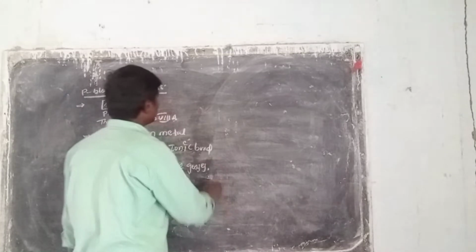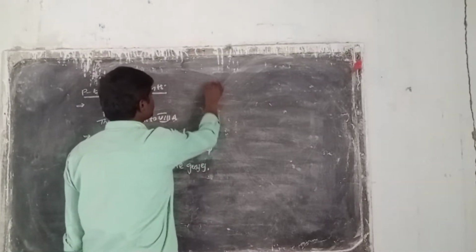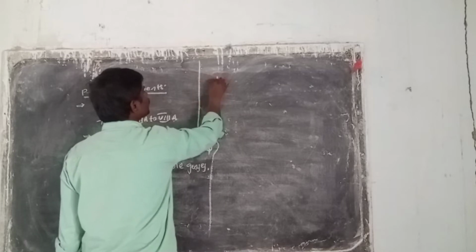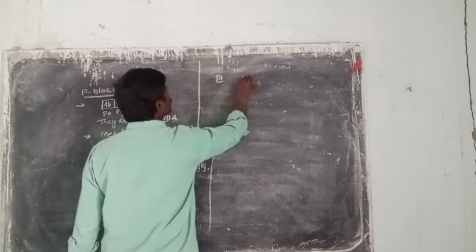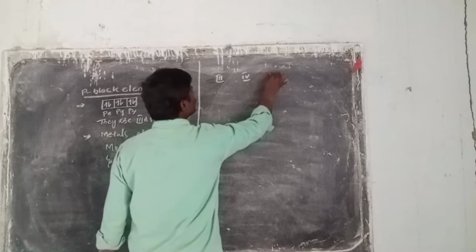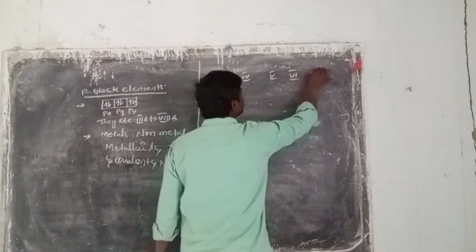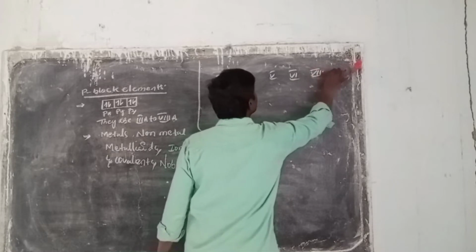Now, one by one, what about each group? We write here the third group, fourth group, fifth group, sixth group, and another one, the seventh group, and the eighth group.